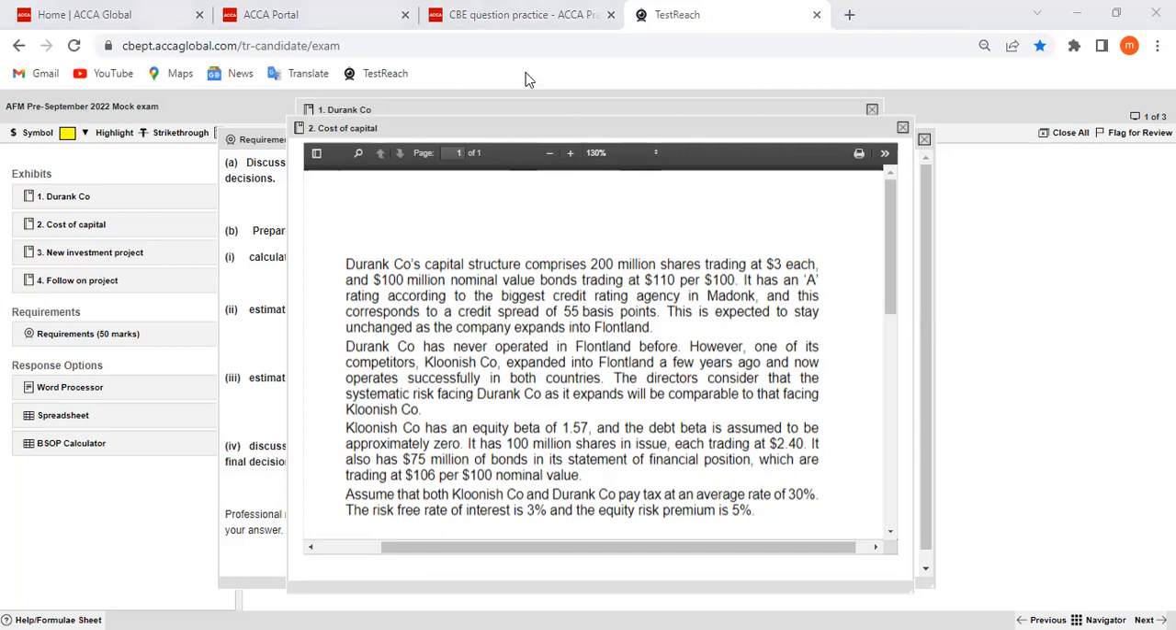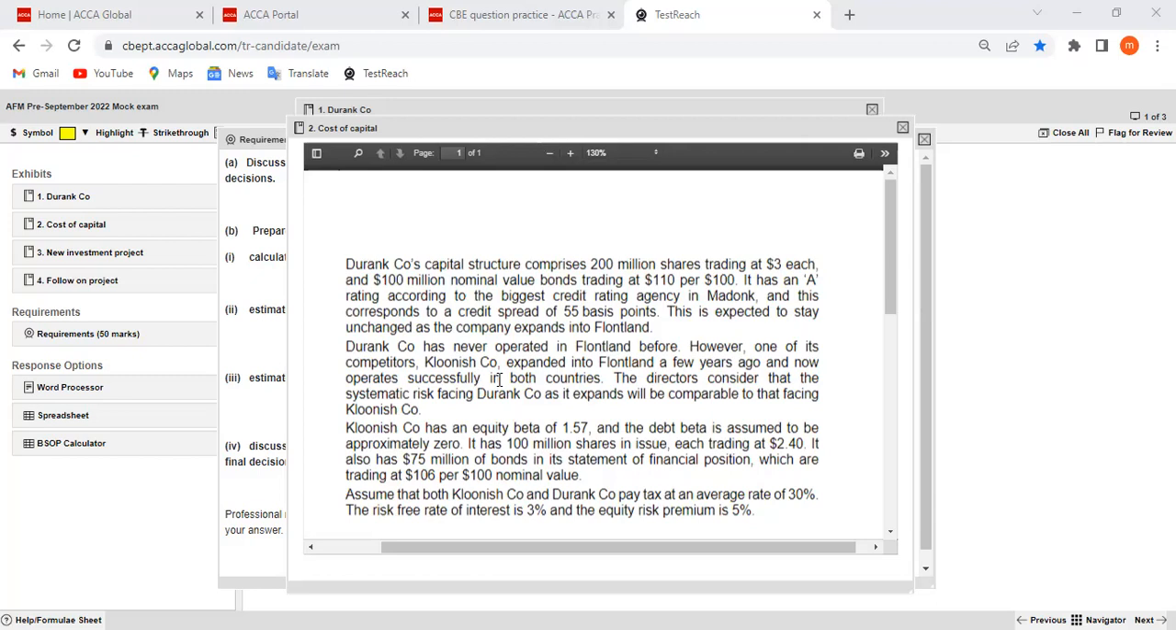D company has never operated in F before. So this point you can discuss in the commercial acumen, that this is a new country for the company. The company has to face political risk, and some intense competition. However, one of its competitors, K company, expanded into F a few years ago and now operates successfully in both countries. So one of your competitors has already operated in the country where you are going to operate now.